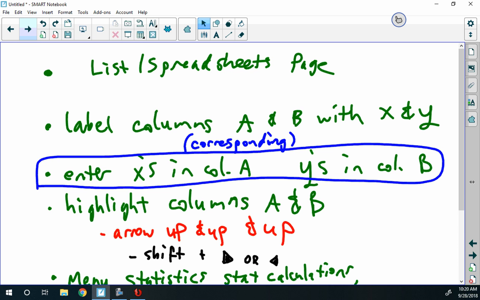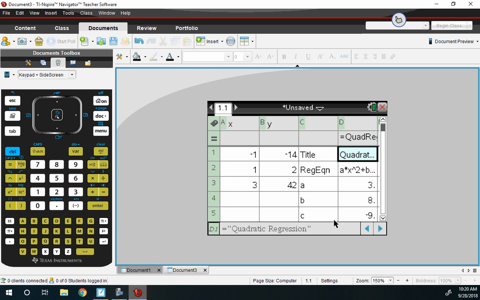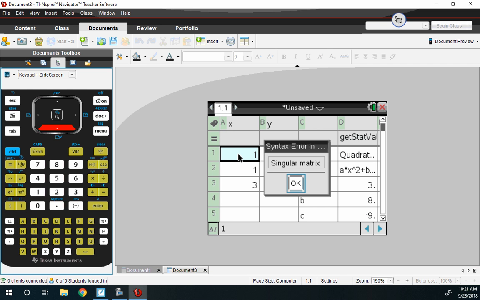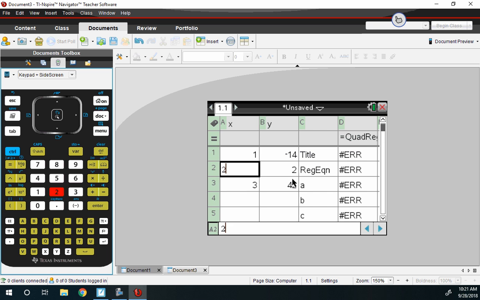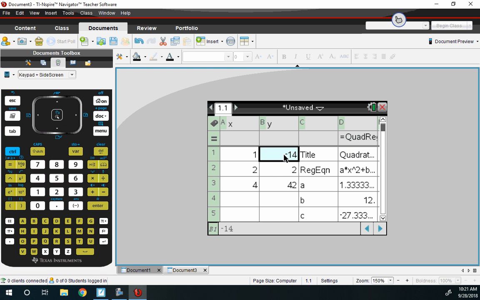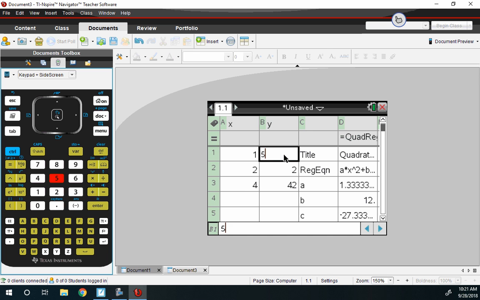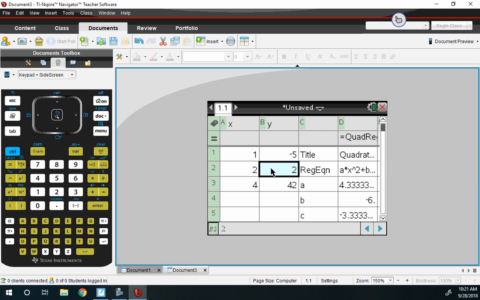Here's the cool thing about this calculator. We did all that work. You could go back in, and you could update the x's and the y's right here, and it'll repopulate everything. You want to do that? Okay. So I'm going to just make this a 1, and this next one a 2. And it says singular matrix. Don't worry about that, you can advance through that. So I got a 1, I got a 2, and I got a 4. And then over here, I got a -5, and a -2, and a 10.